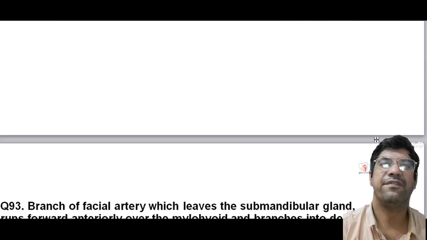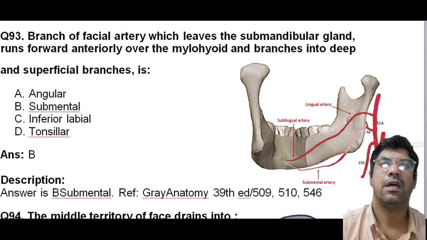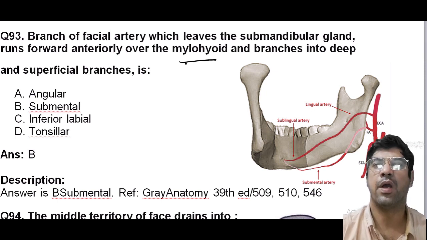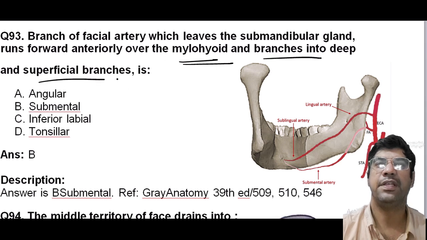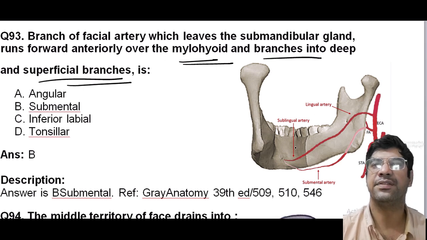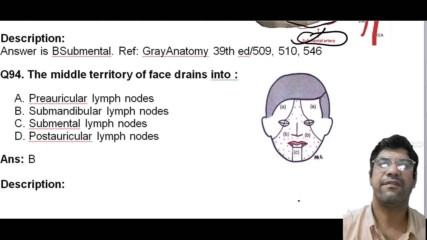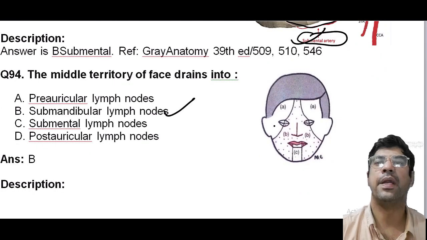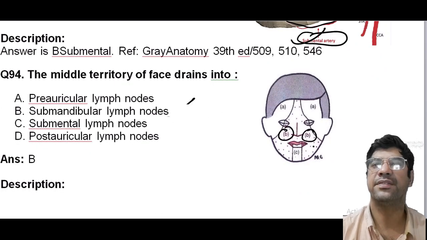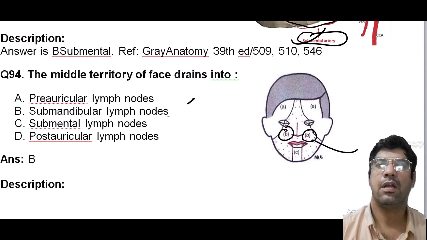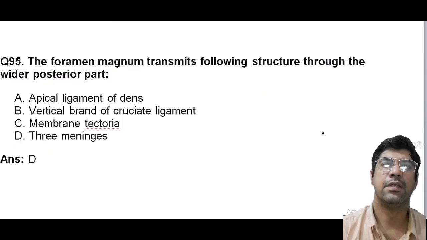The branch of the facial artery that leaves the submandibular gland, runs forward anteriorly over the mylohyoid and branches into deep and superficial branches. It's the submental artery. The middle territory of the face drains into the submandibular lymph nodes. Already discussed, this question we have already discussed.